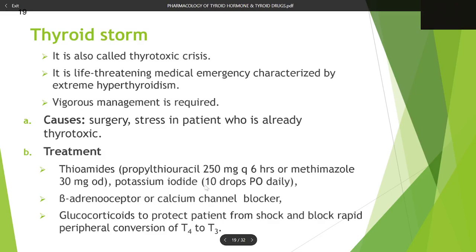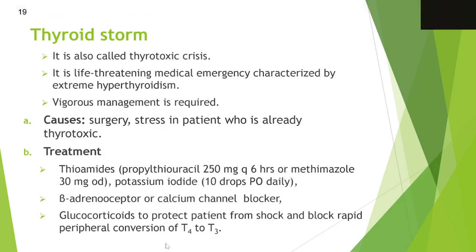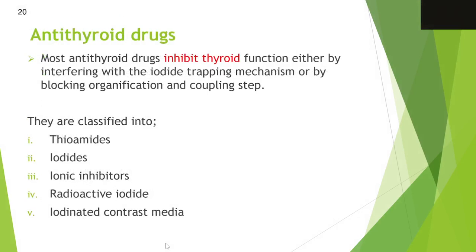Or we could give potassium iodide, 10 drops PO, that's per oral, daily. We give beta adrenoceptor and calcium channel blockers. We give glucocorticoids to protect the patient from shock and block rapid peripheral conversion of T4, that's deiodination of T4 to T3.